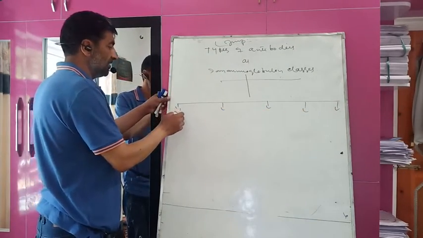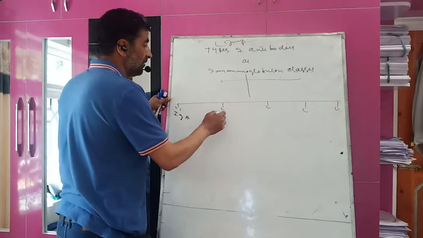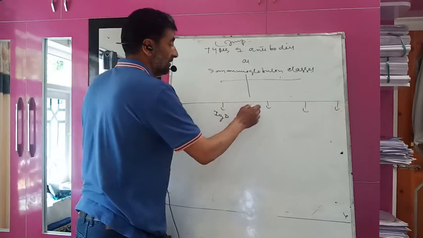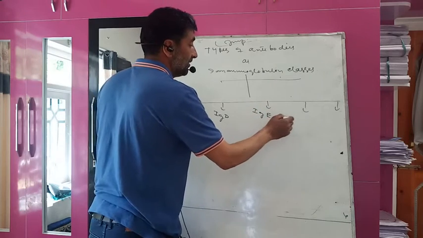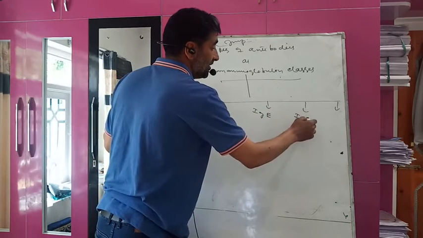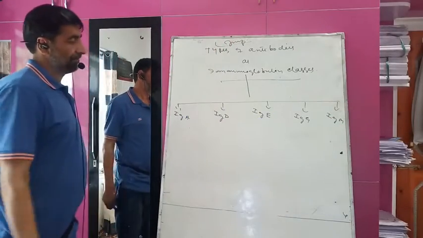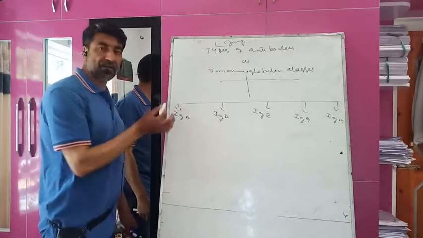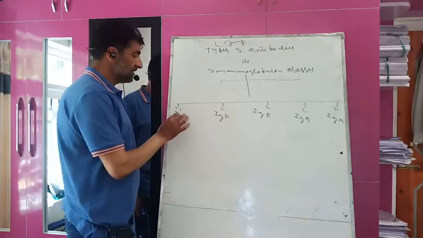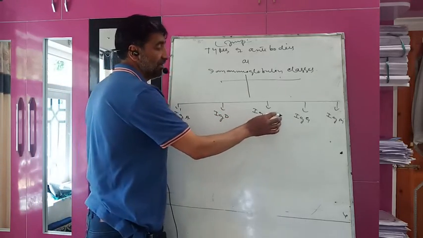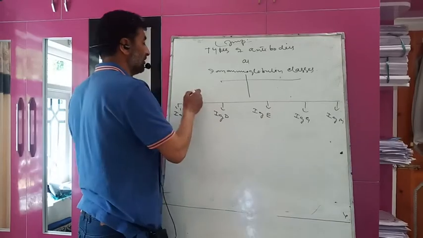IgA, IgD, IgE, IgG, IgM. Ig stands for immunoglobulin. So there are five types: IgA, IgD, IgE, IgG, IgM.